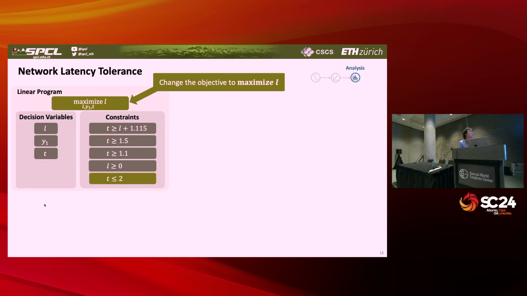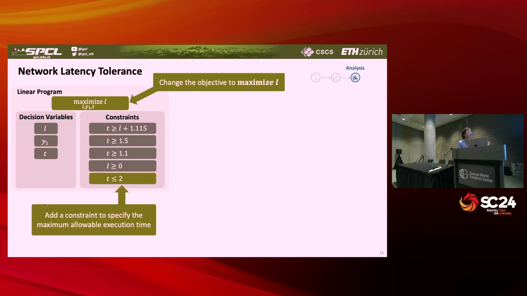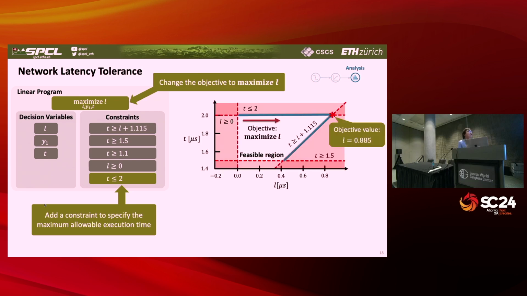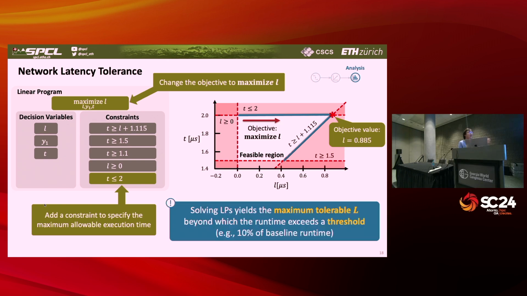And the second addition that we want to make is that we want to add another constraint to specify exactly the maximum allowable execution time of the program. And so after visualizing these constraints, we're going to see that the feasible region, the white part, is going to be capped. It's going to be upper bounded by this newly added constraint. And so what happens after solving it is that it's going to give us the maximum tolerable latency beyond which the runtime will exceed the predefined threshold.